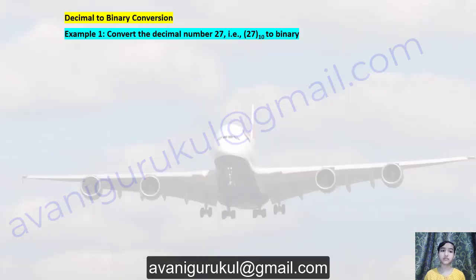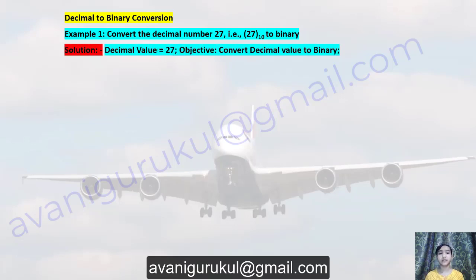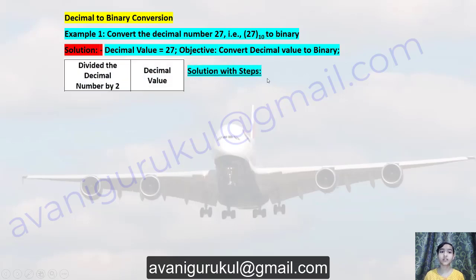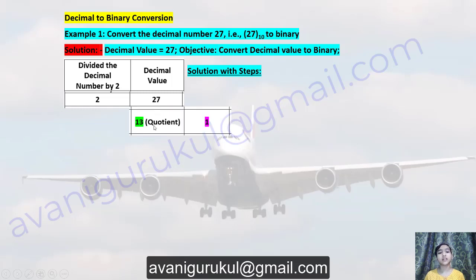Decimal to binary conversion. Example 1. Convert decimal number 27, that is 27 base 10, to binary. Solution. Decimal value 27. Objective: convert decimal value to binary. Solution with steps. Divide the decimal number by 2. The value is 27 and we have to divide it by 2. Its quotient is 13 and remainder is 1.